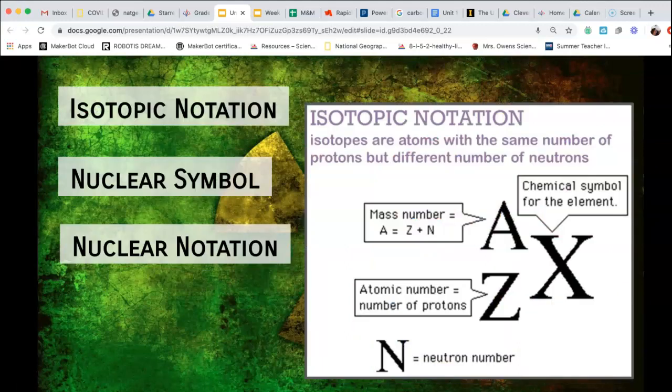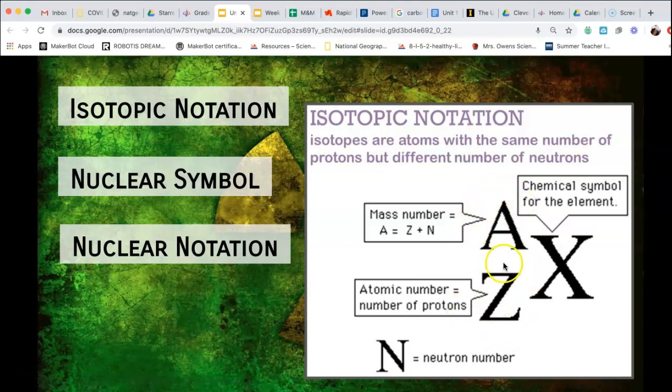In writing this information, it's important to use a standard form. This is isotopic notation, which is sometimes referred to as using the nuclear symbol or nuclear notation. We're going to have the chemical symbol, which is just our standard symbol from the periodic table. That's the abbreviation for each element. And then we're going to need the mass number and the atomic number.